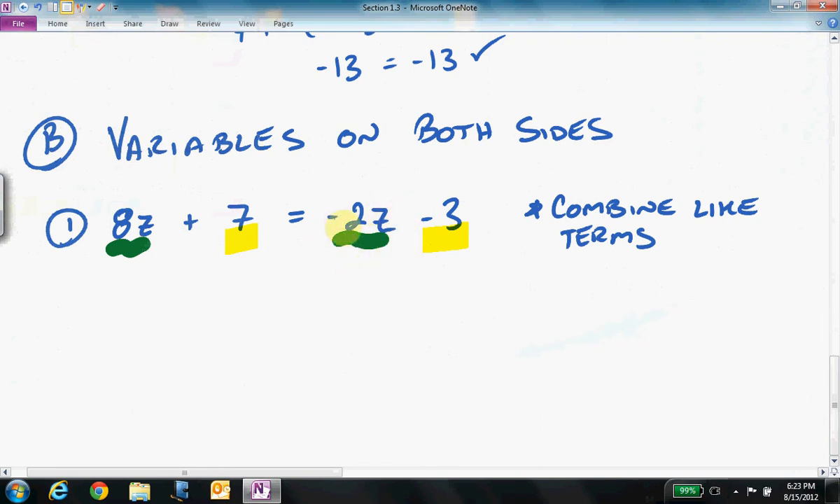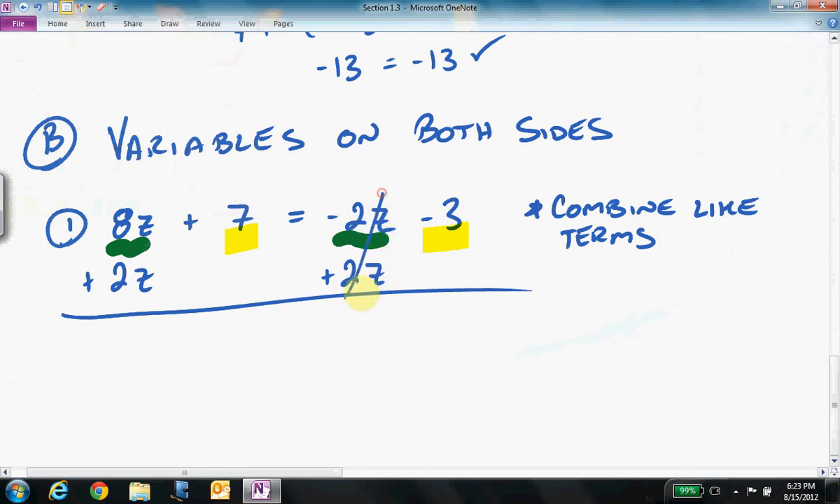So since it's a negative, I need to do the opposite and add it to both sides. So I'm going to add 2z to both sides. Negative 2z plus 2z is 0. 8z plus 2z will give me 10z. And then I got 10z plus 7 equals, and all we have left on the right side of the equation is negative 3. So I have moved the z from the right side of the equation to the left.